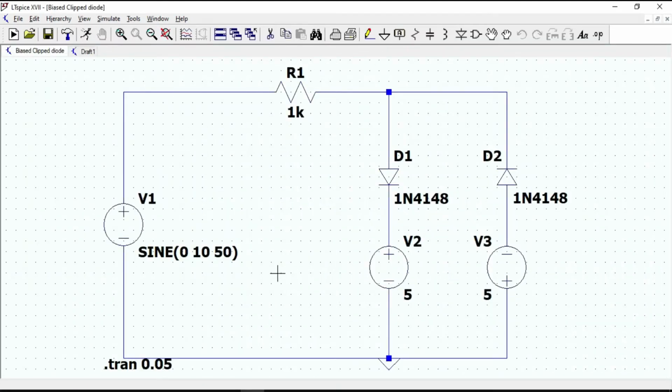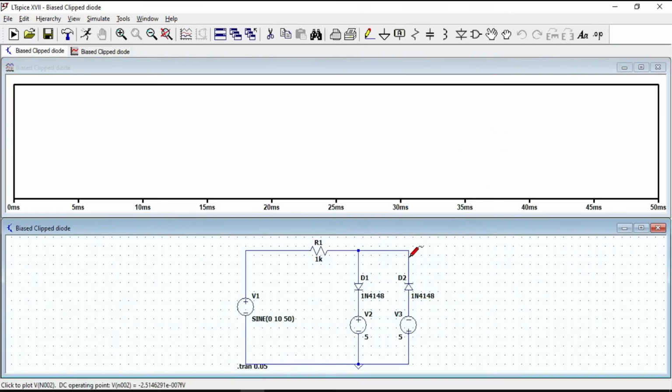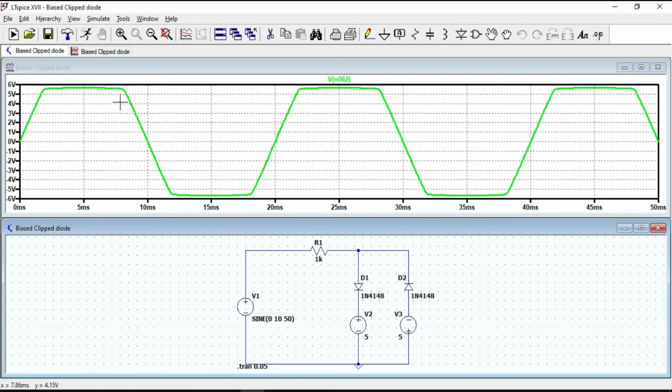This was a clipper circuit with biasing voltages that clips both the positive and negative half cycle together at different voltage levels. Let us see the waveform. As you can notice, both positive and negative half cycles are clipped. Diode D1 clipped the positive half cycle and diode D2 clipped the negative half cycle. For more information, you can look at the previous video. I will put the link in the description.